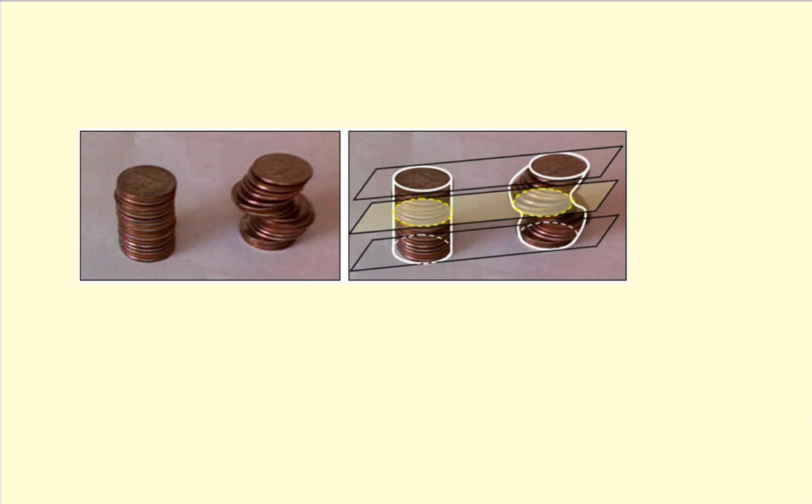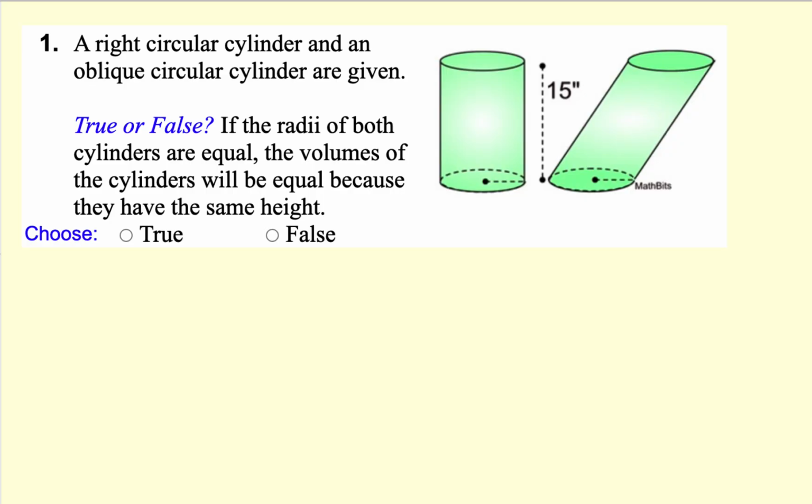Every one of the cross-sections of the coins are the same. The heights are all the same. Therefore, the two stacks of coins, whether they stand straight up or oblique, a little irregular, then the volumes will be the same. Let's take a look at this picture.